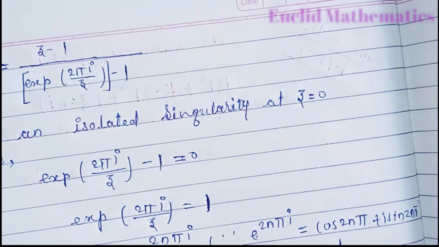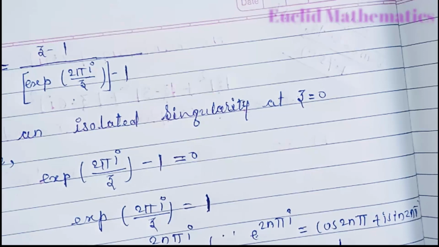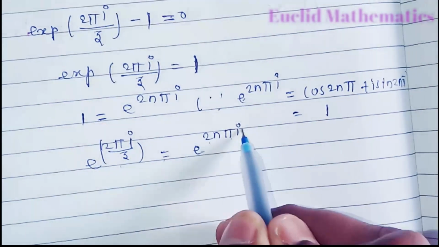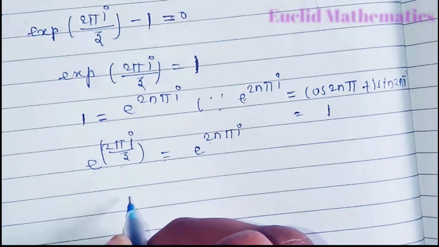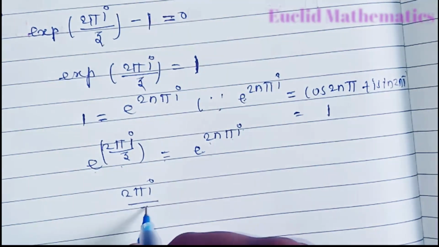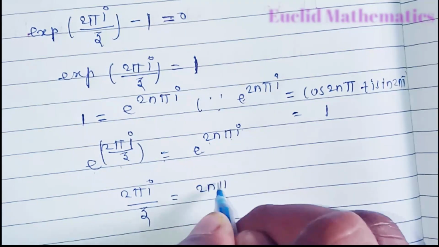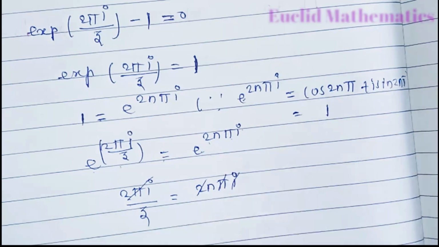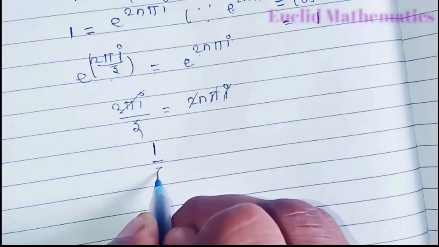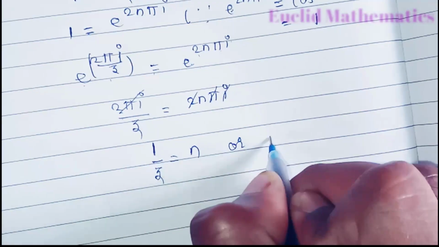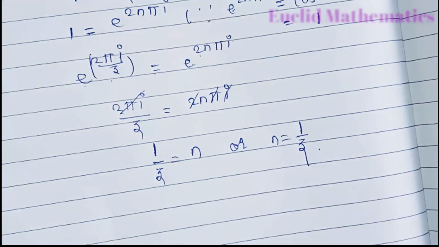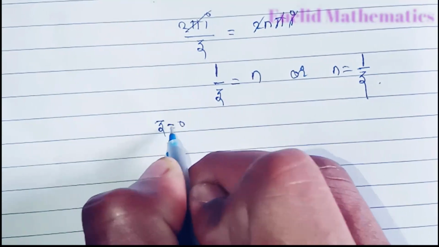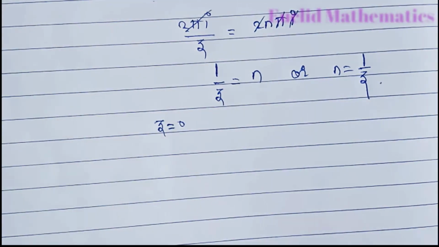So substitute this value here. So e raised to 2 pi i divided by z is equal to e raised to 2n pi i. So apply log both sides. So it remains only 2 pi i over z which is equal to 2n pi i. So cancel the similar term from both sides. 2 pi i gets cancelled with 2 pi i. So 1 upon z is equal to n, or n is equal to 1 upon z. So it seems that z equal to 0 gives the function tending to infinity.